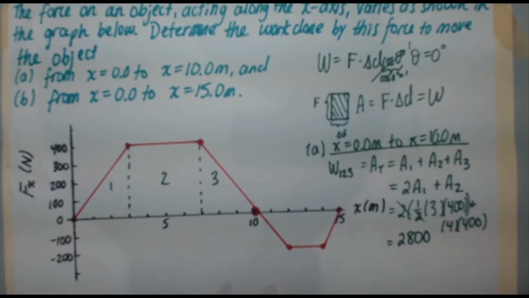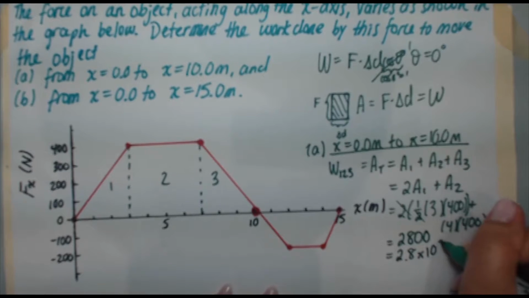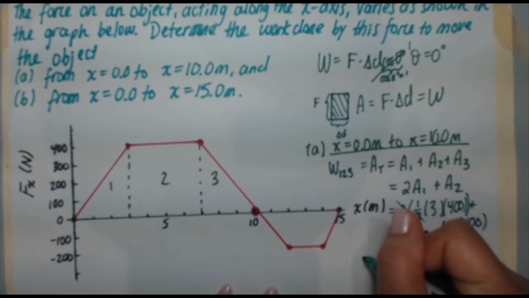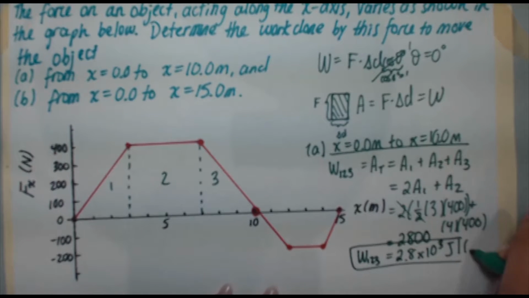Okay, we want to round that, or at least express it in proper notation. Let's do it in scientific: 2.8 times 10 to the 3 joules. That is the total work done for 1, 2, and 3. So that's the answer for part A. So hopefully that was okay.